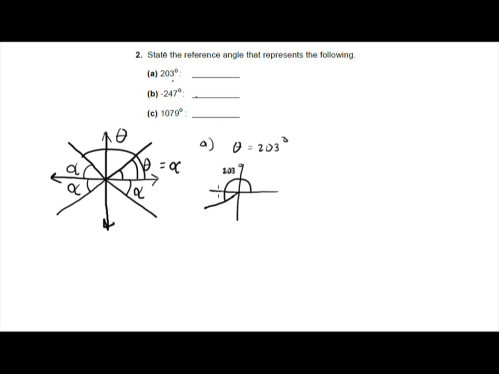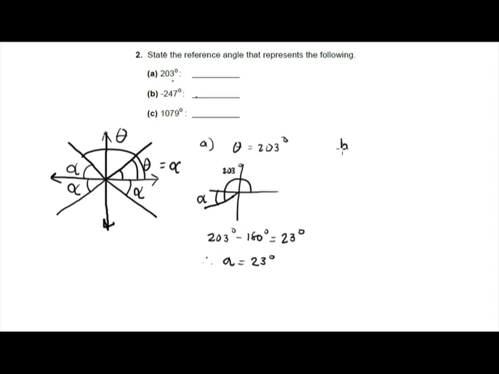The reference angle is the angle from the x-axis to the terminal side, so the reference angle should be here. But how do we compute for that? If you take a look at the diagram, this part of the angle up to here is 180. So if you're measuring this angle, all we have to do is to subtract 180 from 203 degrees. And if we do that, the measure is 23 degrees. Therefore, the reference angle of 203 degrees is 23 degrees.